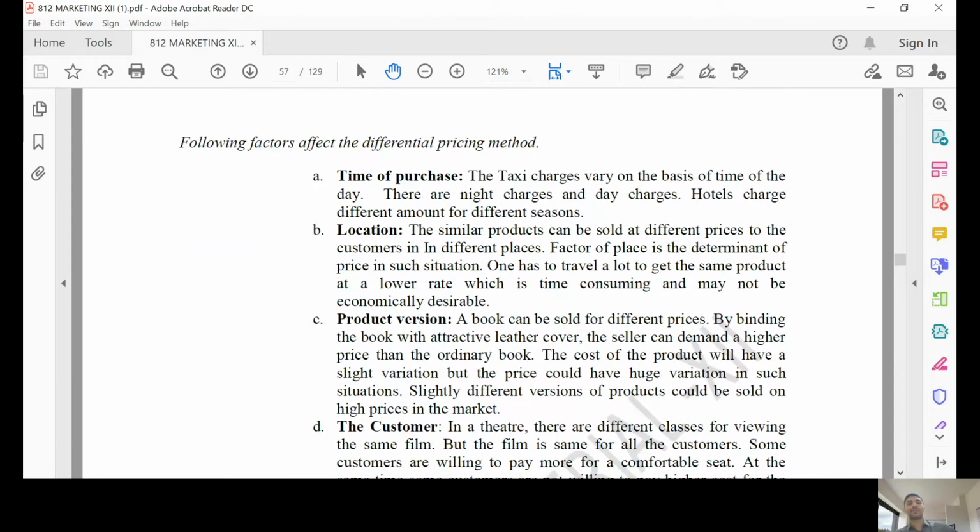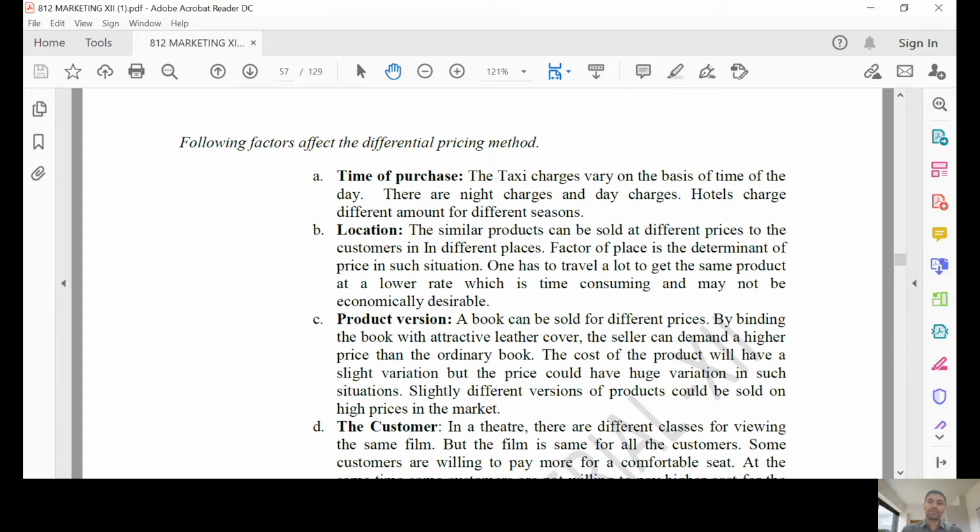So according to different time, the price of the product will be different. Example is taxi, or you take the telecom service. Friday or Sunday, the price will be little lower to call to India or other native place. But in some peak time, price will be higher, but night after 9 o'clock, price will be lower. So according to the time, the price will be different. Next one, location.